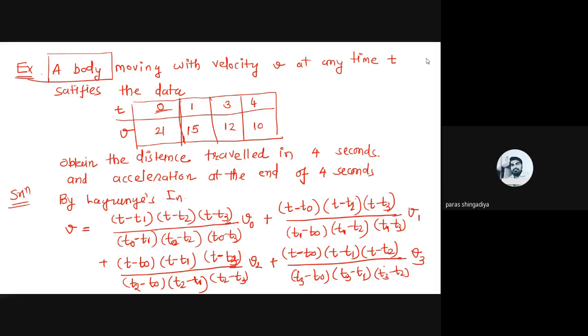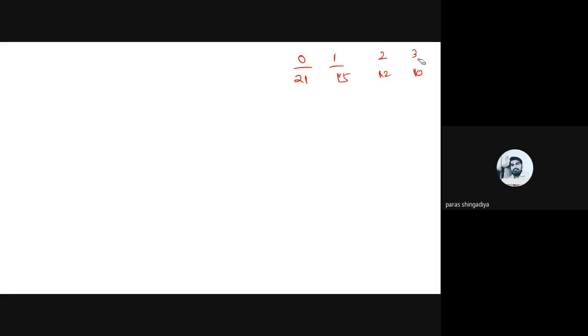So here the values are given: t is 0, 1, 3, 4 and v is 21, 15, 12, 10. These values are given. In this formula, replace all these values.